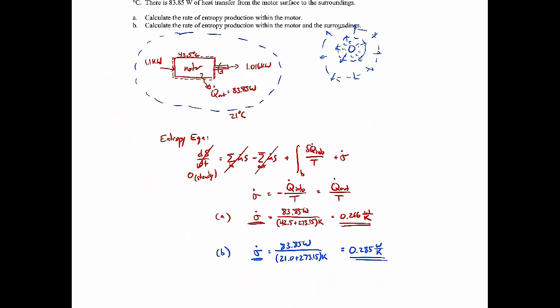Just like when we talked about friction can cause irreversibilities, mixing can cause irreversibility. When you have heat transfer through a finite temperature gradient, that also causes irreversibility. So what's happening is we're getting the irreversibility in the motor itself, but now we're also adding to it some of the irreversibility out into the surroundings because of the heat transfer occurring out there. So that's why our rate of entropy production for part B is larger than the rate of entropy production for part A. That concludes this example.